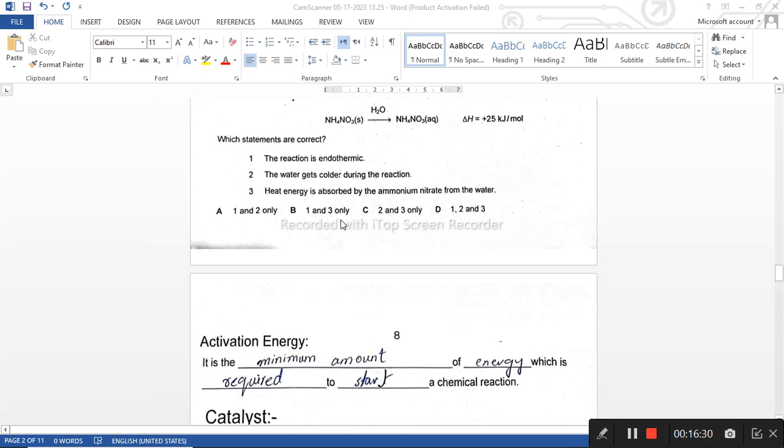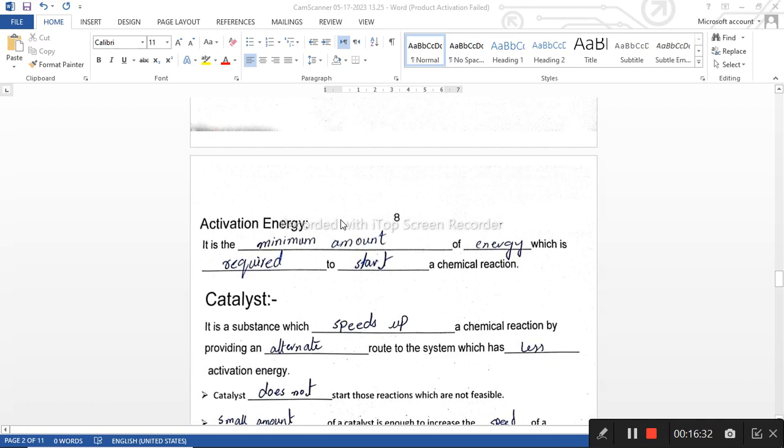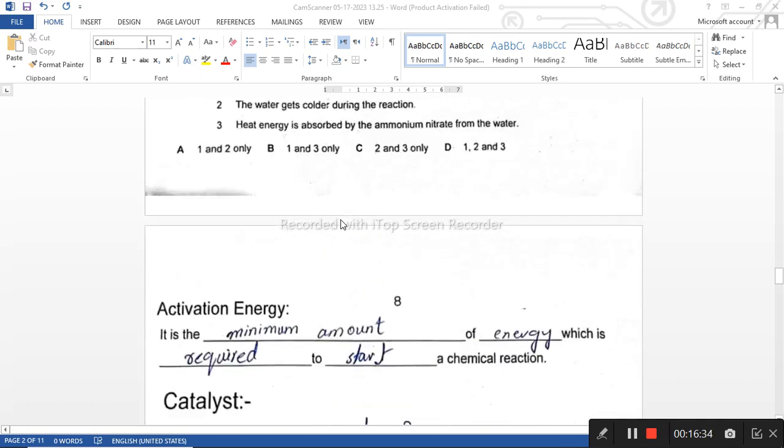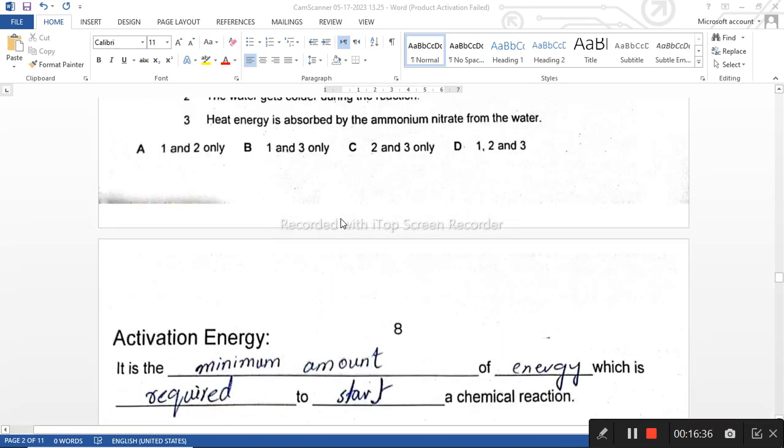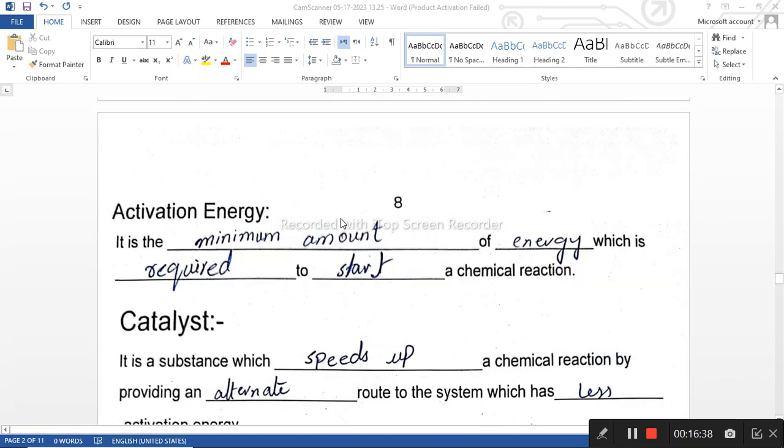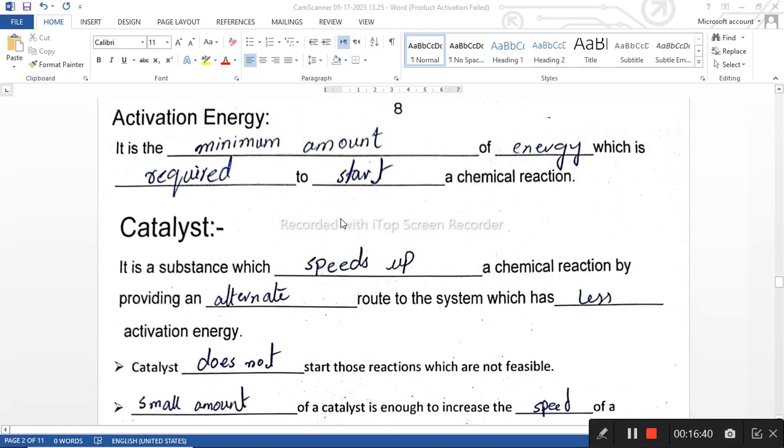Okay, so now activation energy. What is activation energy? It is the minimum amount of energy which is required to start a chemical reaction.